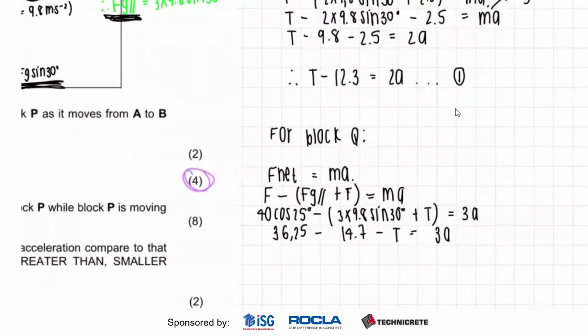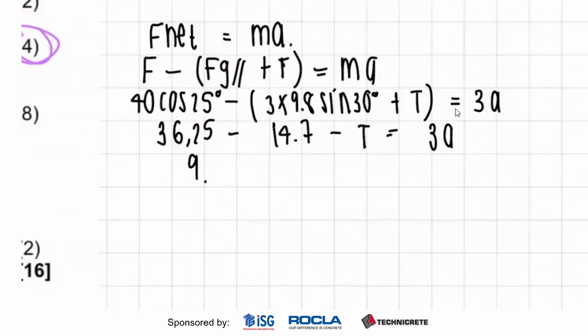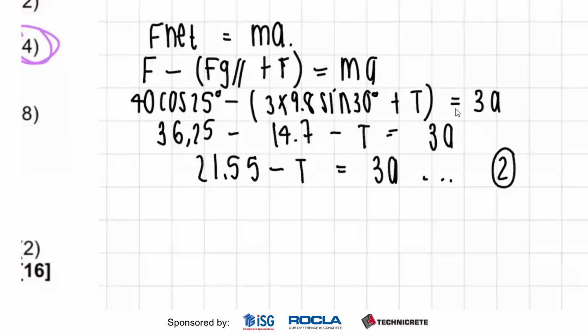And if we put this in even more, we get 21.55 minus T equals 3A. And that is our second equation.